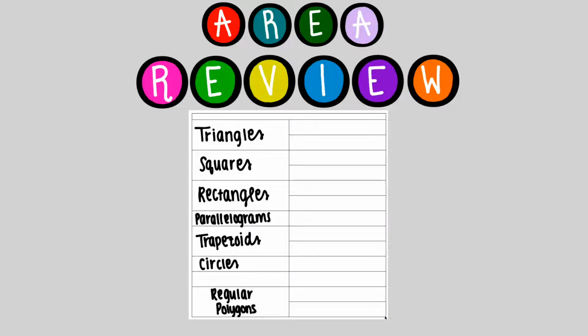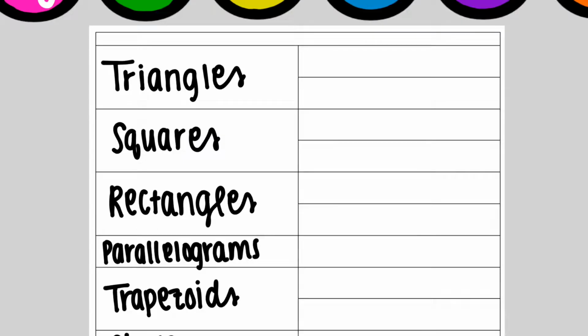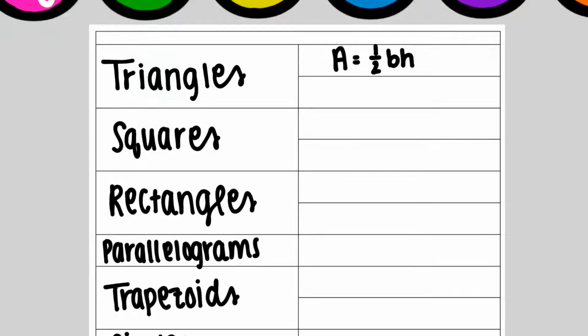So first though, before we jump into it, we've already done an area review. I'm going to give you all those area formulas again here, just in case you missed the other videos. So the first one we're going to talk about is triangles. Remember, your triangle's area is A equals 1/2 of the base times the height. So that base length times the height length. Or you can do area is equal to base times height divided by 2. They both work the same, it's just a preference.